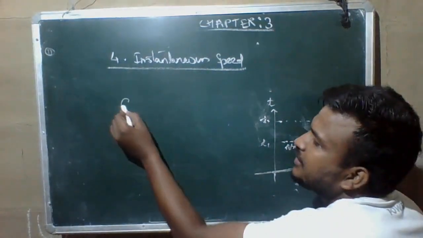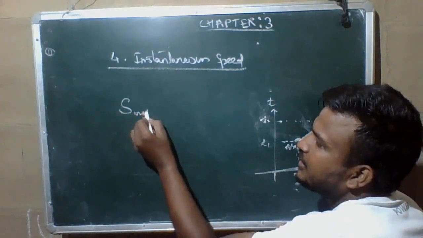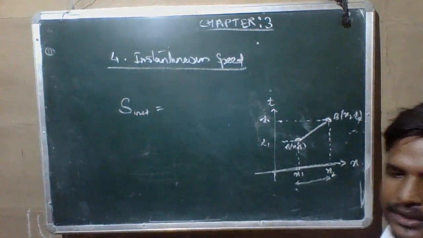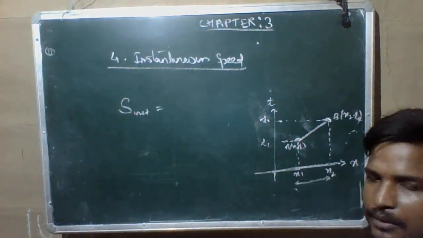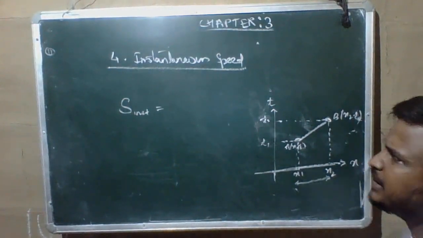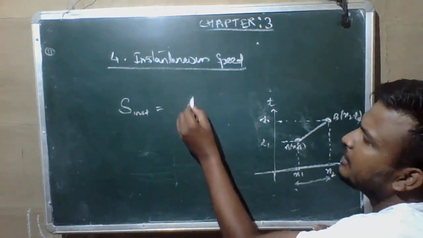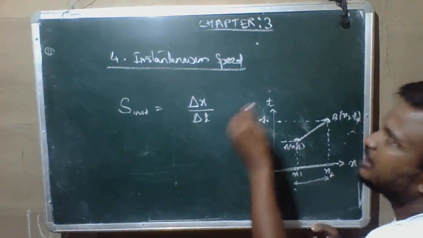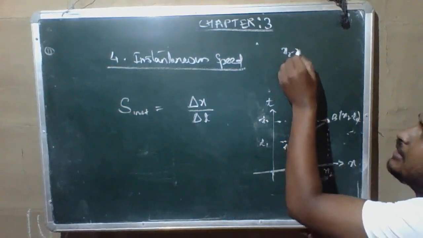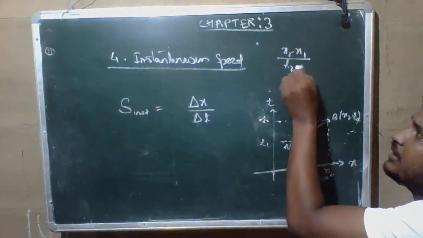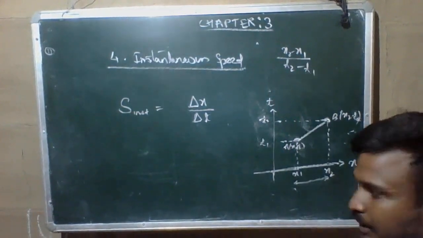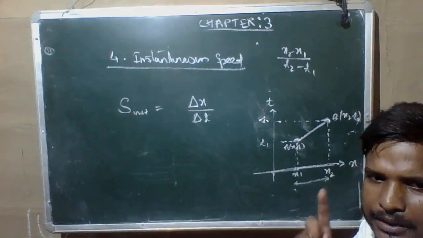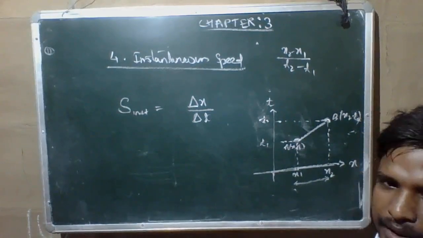Now you see, you can calculate this instantaneous speed from the formula of average speed. So what is average speed here? Average speed is delta x by delta t. Delta x is x2 minus x1 and delta t is t2 minus t1, as we have calculated. But we want to calculate instantaneous speed. So what is the meaning of instantaneous speed? Speed at a particular point.